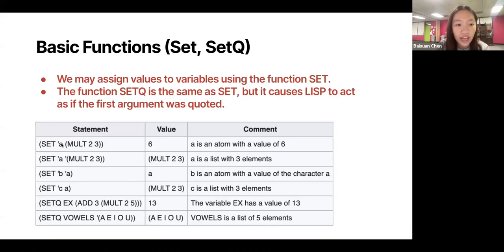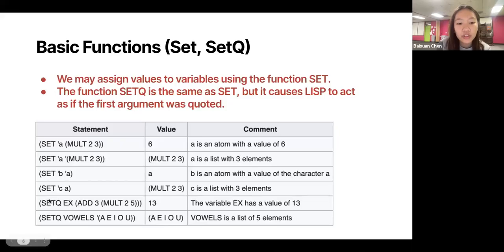And then if we add another parentheses, when we put it in set, it will turn it into A is a list with 3 elements, mult 2, 3. And then if we do set B and then another quotation mark A, basically what the quotation mark is doing is we take the literal value. So then B is an atom with the value of the character A. And then set C A, where because there's no quotation mark, we set it to the actual value of A, and we see the actual value of A here is mult 2, 3, so then we're setting C to be mult 2, 3.